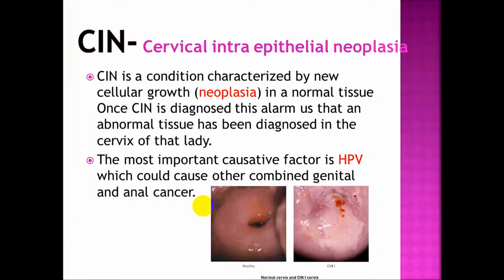Now we come to CIN, cervical intraepithelial neoplasia. CIN is a condition characterized by new cellular growth, neoplasia, in a normal tissue. Once CIN is diagnosed, this alarms us. It gives us a warning that an abnormal tissue has been diagnosed in the cervix of that lady. The most important causative or triggering factor is human papillomavirus, which could cause other combined genital and anal cancers.